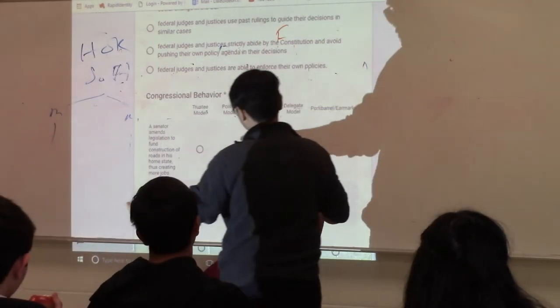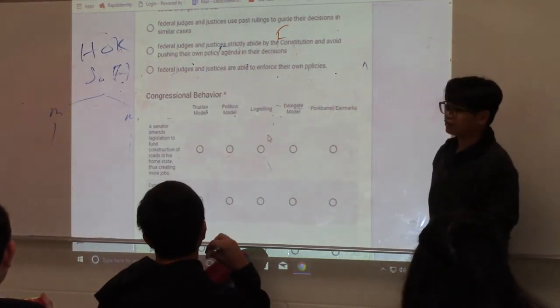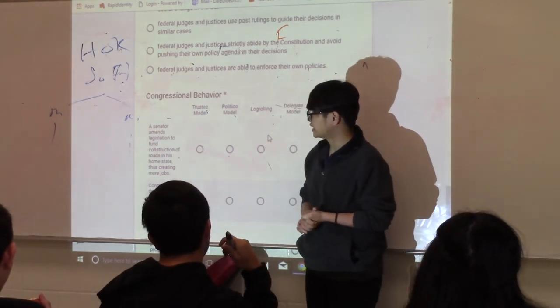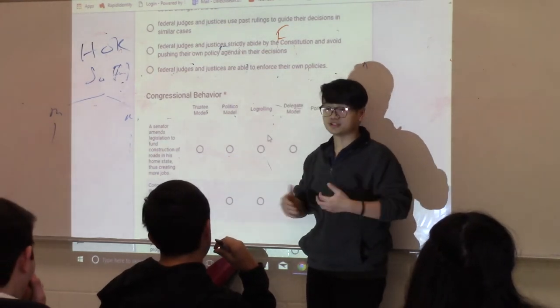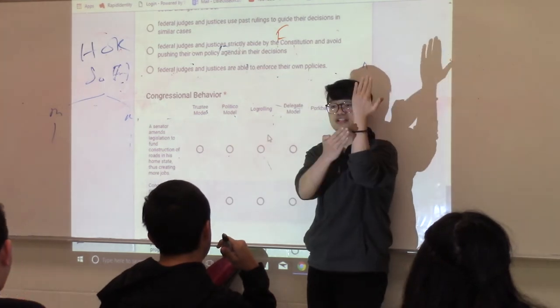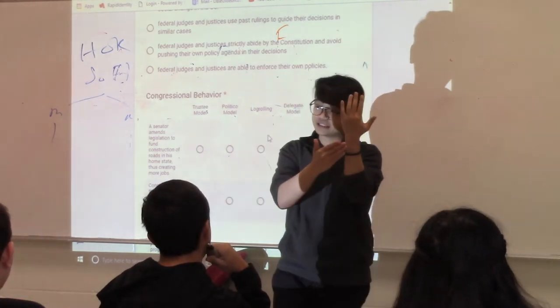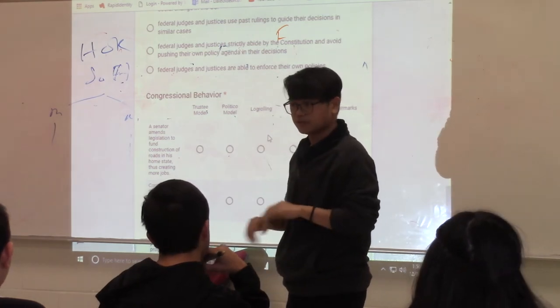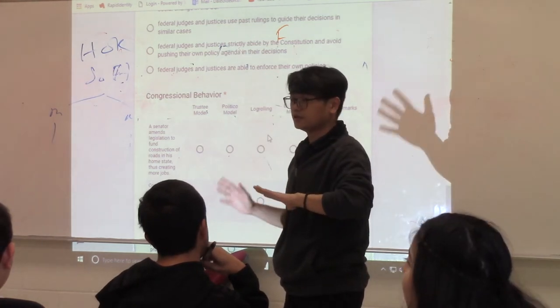All right. So congressional behavior, let's go along with me. You need to identify what they're doing. A senator changes legislation, a law, to fund construction of roads in his home state, to create jobs in his home state. So he's changing a legislation and adding funding for roads. That would be pork barrel and earmarks. Anybody not get that? If you don't, let me know.